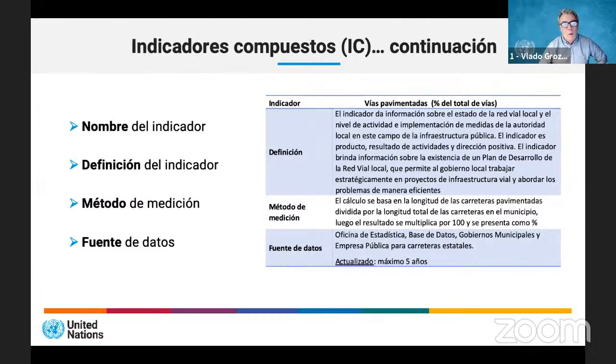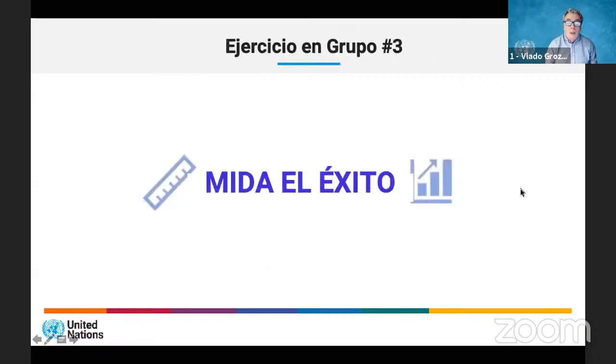Now we're going to go to breakout rooms again for number 3, and we should discuss how to create smart, measurable indicators. Thank you, Vladimir.